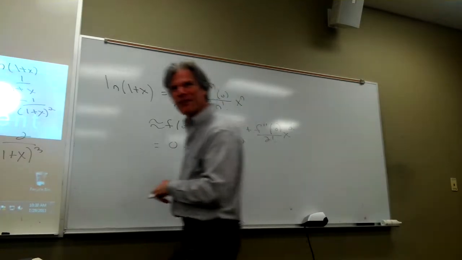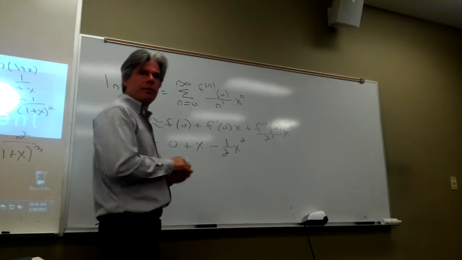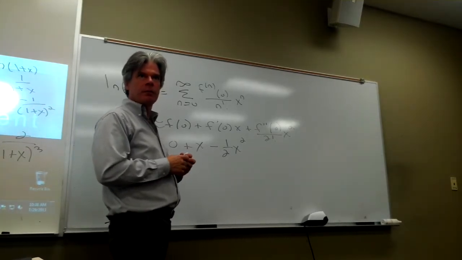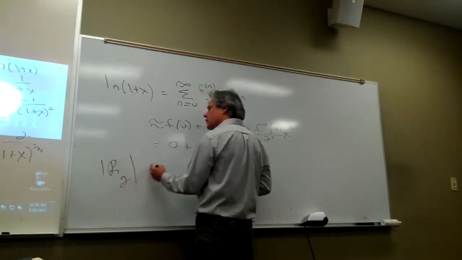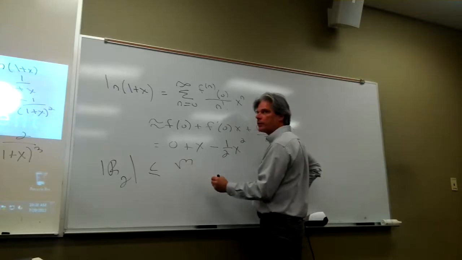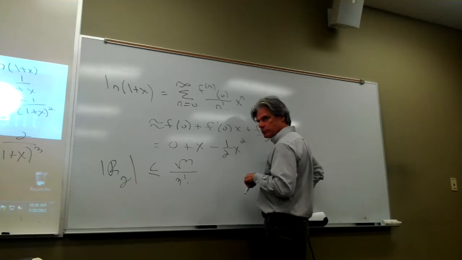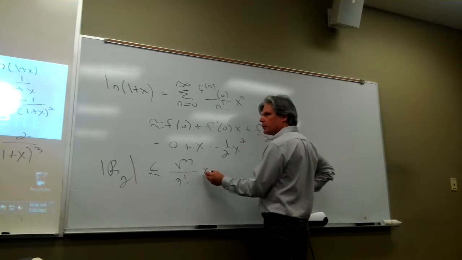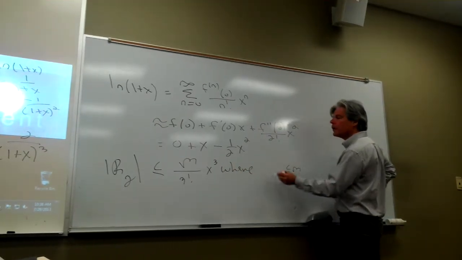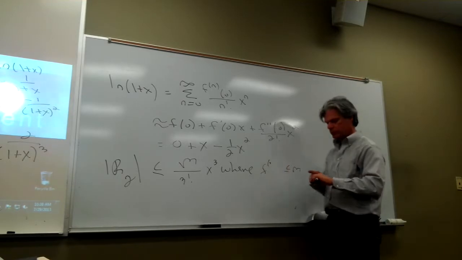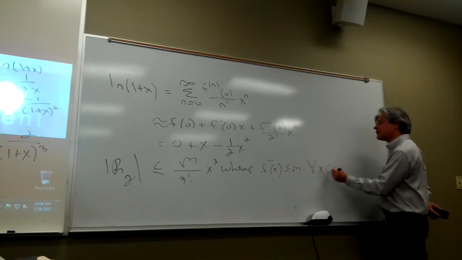The next question is, how accurate is this over the interval from negative 0.2 to 0.2? They want you to compute the maximum error. And so I think the maximum error is going to be bounded above by M divided by n plus 1 factorial times x minus a, which is 0 in this case, raised to the 3rd power, where M is simply an upper bound for the 3rd derivative function evaluated at x for all values of x in the interval.